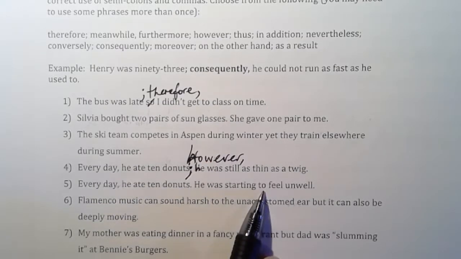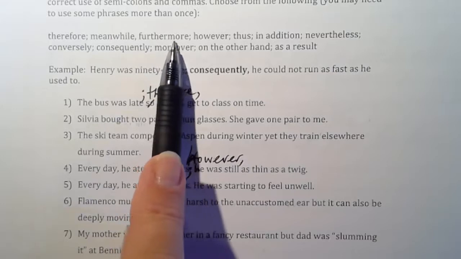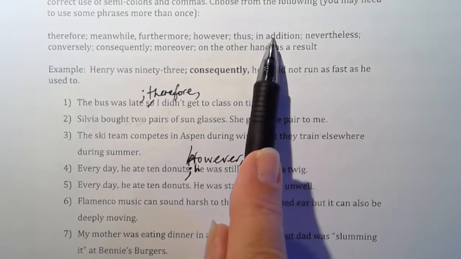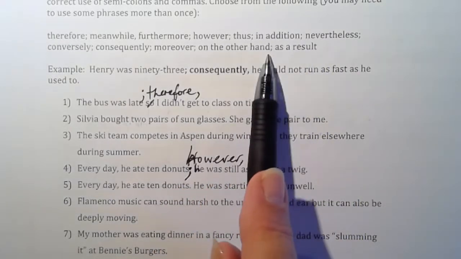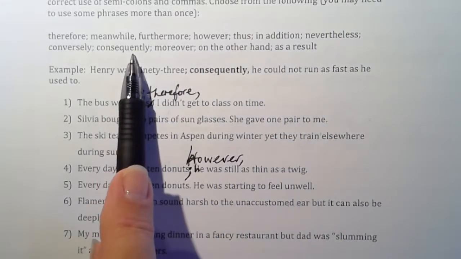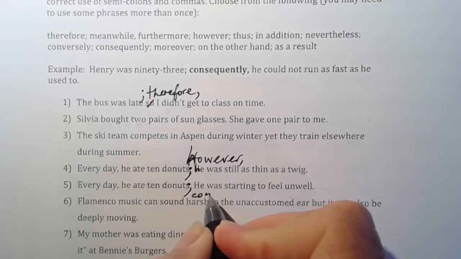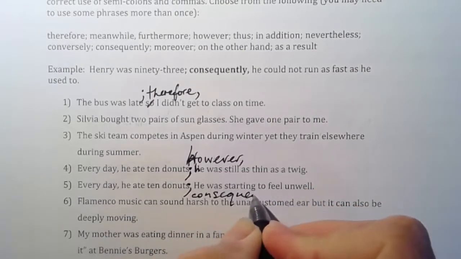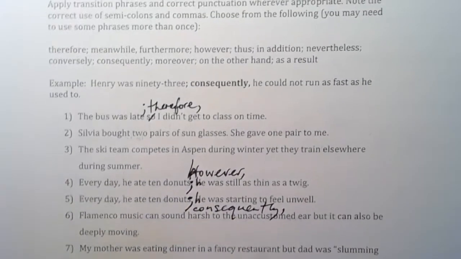This is what we would expect if you ate 10 donuts every day. So let's have a look in here. What have we got? Furthermore, however, thus, in addition. Some of these could work, but we're looking for something that would fit right in. As a result, that's a good transition phrase, or consequently would work as well. Comma afterwards. So semicolon first and a comma after whenever we use these transition phrases.